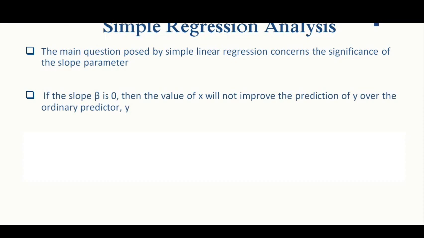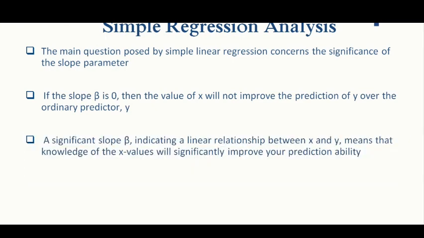The point here I want to make is that regression analysis doesn't stop when you compute or fit the line of regression. It actually starts over there, because you further go in for testing whether that beta is equal to 0 or not, whether it is significantly impacting, what is the kind of relationship, etc. So that becomes a starting point for the further complicated statistical analysis. A significant slope beta indicating a linear relationship between x and y means that knowledge of the x values will significantly improve your prediction ability.